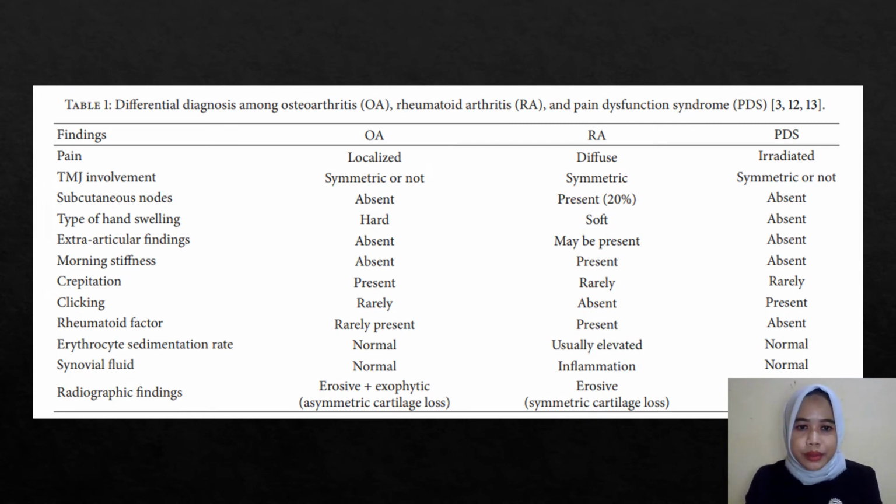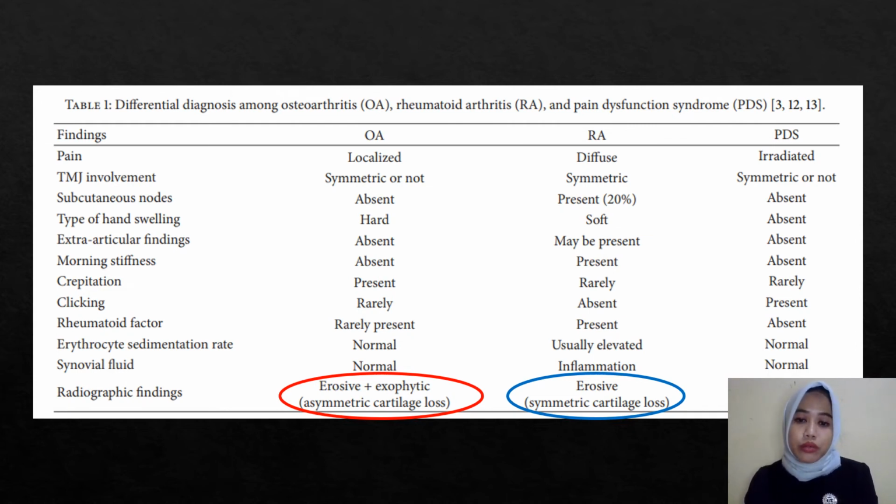The difference between osteoarthritis and rheumatoid arthritis, the main point is the TMJ involvement, whether it is symmetrical or asymmetrical, and also the radiographic findings: in osteoarthritis there is always an exophytic condition beside an erosive one, but in rheumatoid arthritis it's only erosion of the cortical or cartilage.